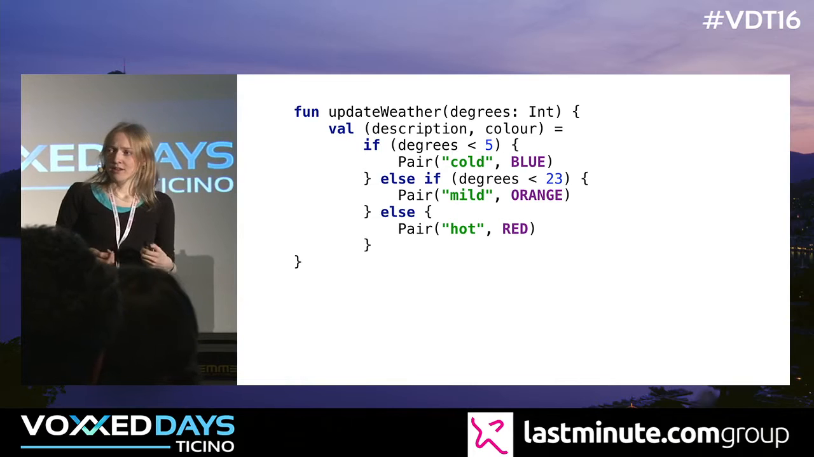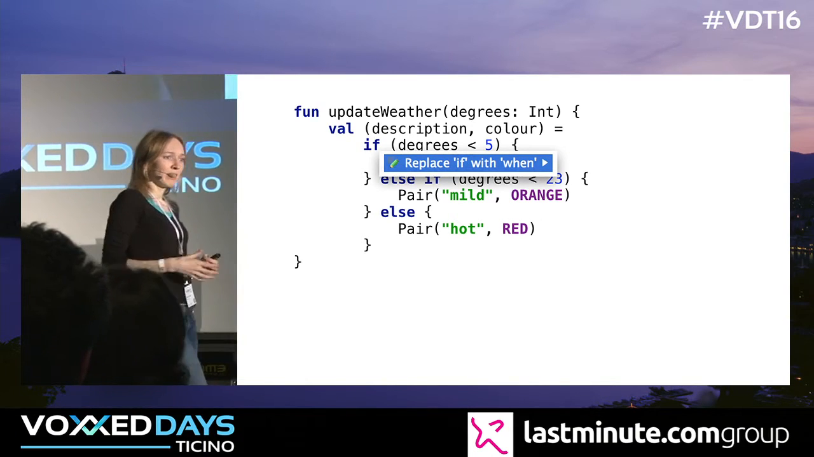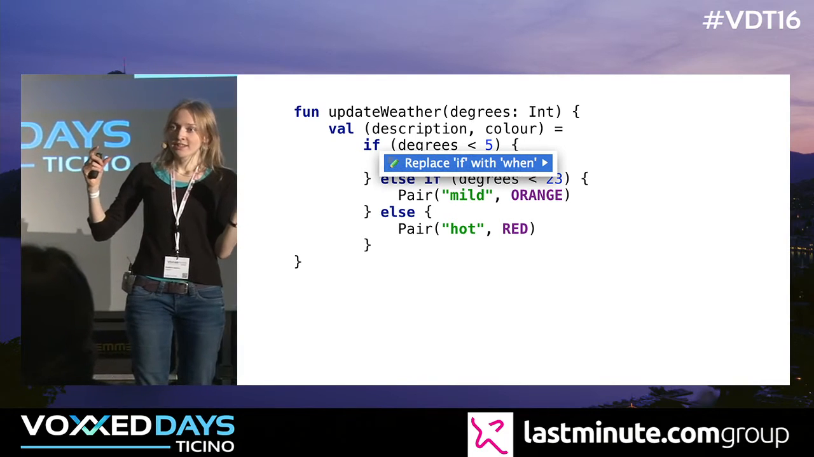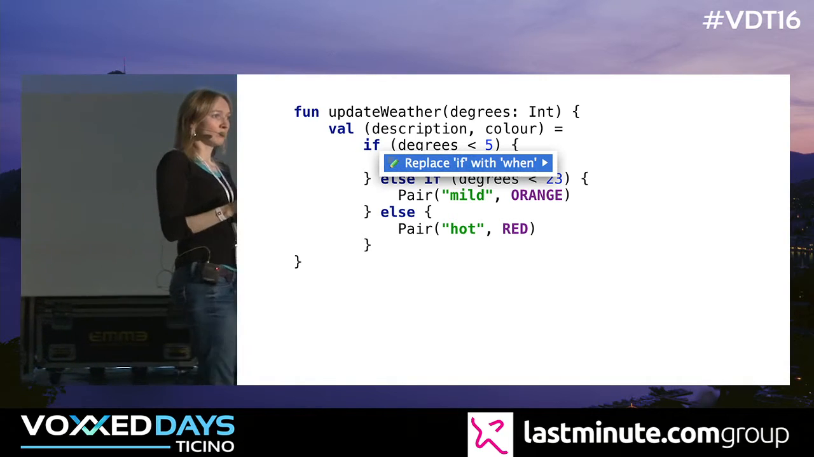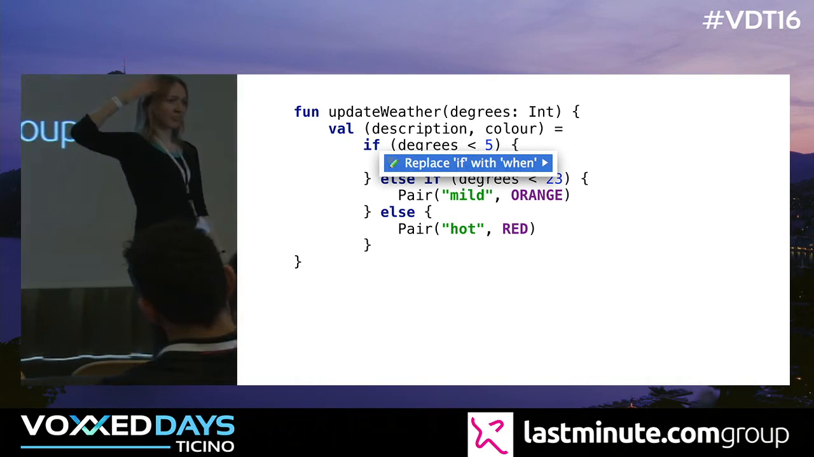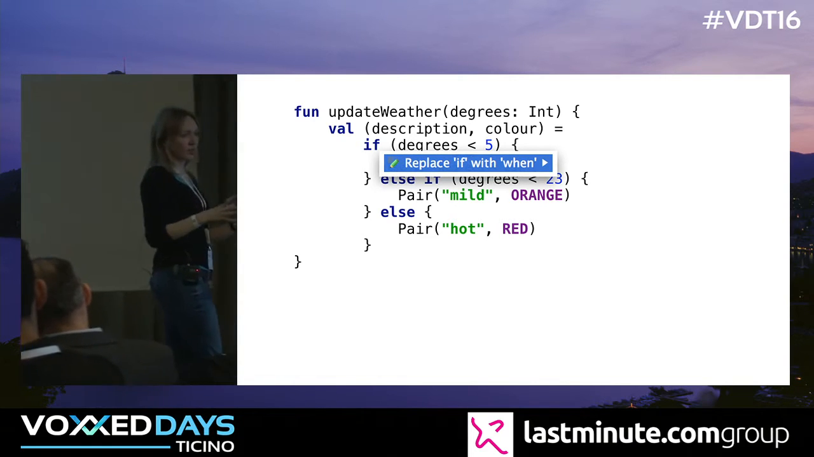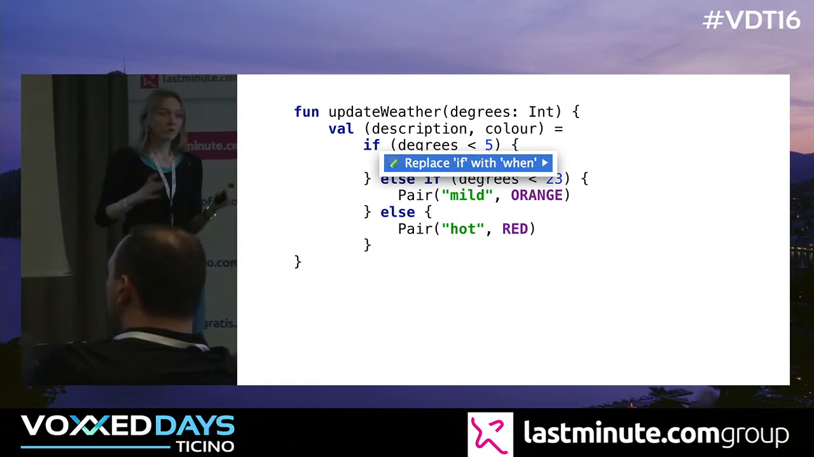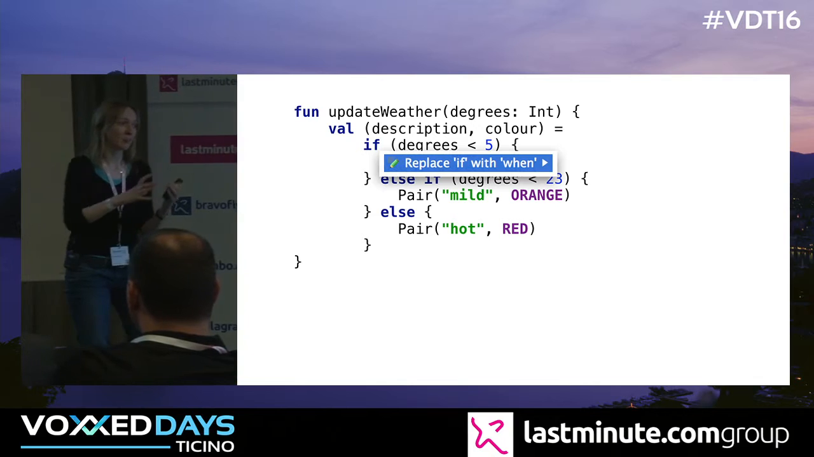Okay, but then you can do even better. In Kotlin, we have this when expression that, to some extent, is an analog to switch, but is more powerful. Maybe someone here knows a little bit of Scala. Okay, so in Scala, you know, there is a concept of pattern matching. We do not have the full power of pattern matching. We have a much simpler concept.